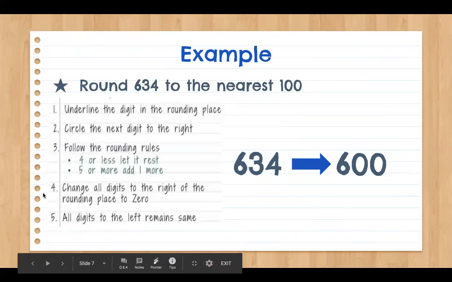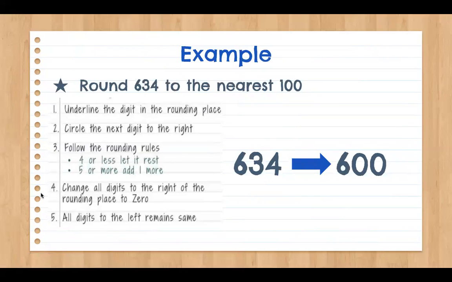Okay, we have another example here. Round 634 to the nearest 100. Where is the hundreds place in this number? Yes, the 6. Then we circle the number to the right. And the 3 is going to tell us if we let the 6 rest or we add 1 more. Because the 3 is 4 or less, we let it rest. So it becomes 600.